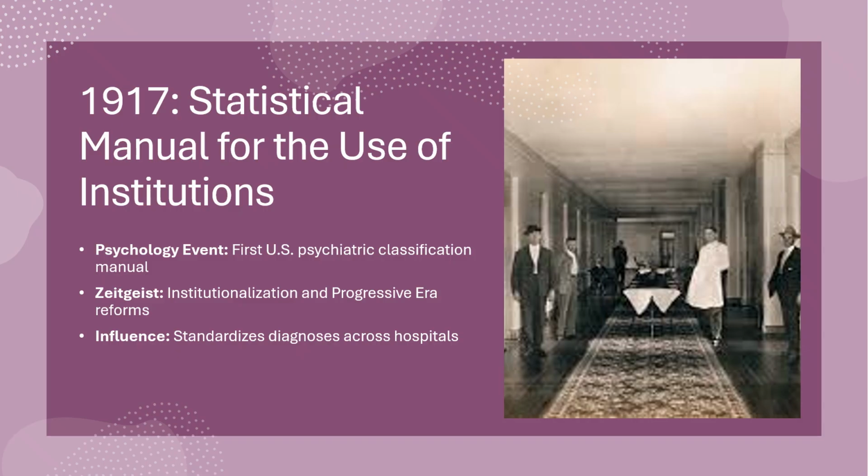In 1917, the Statistical Manual for the Use of Institutions standardized diagnoses across psychiatric hospitals. This manual reflected the Progressive Era's focus on organization, record keeping, and institutional reform. And it also served as the first true diagnostic guide in the United States.